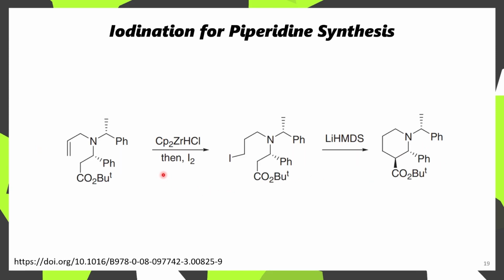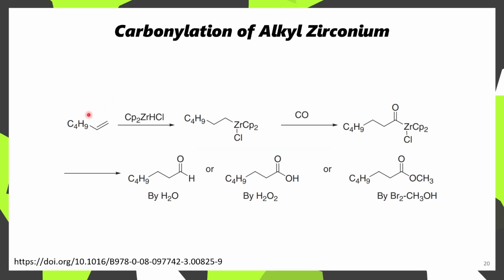Here's an example where this allylic amine was treated with this hydrido-chloro Schwartz reagent and then iodine to afford the corresponding primary iodide. The alpha position of this tert-butyl ester was then lithiated using lithium HMDS via a 6-exo-tet reaction, affording this piperidine.